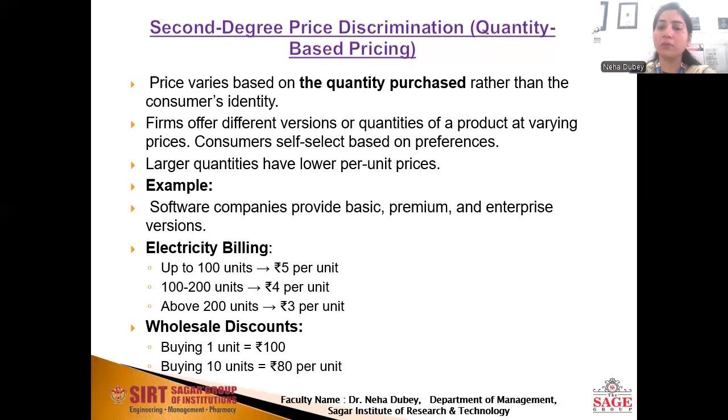Software companies provide basic, premium, enterprise versions, and so on. Electricity billing is also done this way: up to 100 units, the rate is 5 rupees per unit; for 100 to 200 units, the price decreases; and above 200 units, it is 3 rupees per unit. Like a wholesale discount, for buying 1 unit you might pay 100 rupees, but for buying 10 units you will pay 80 rupees, right?